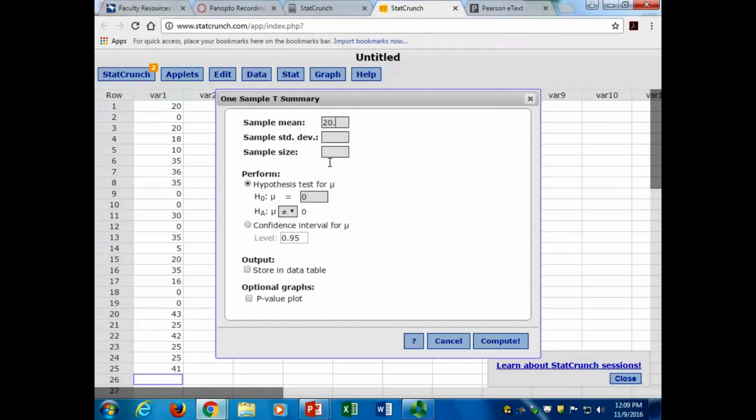20.64. So you can plug in the mean, 20.64. You can plug in the standard deviation, that was 15.17, correct? And you can say how many people you sampled, 25. And tell them that you want to do a confidence interval, 90%.